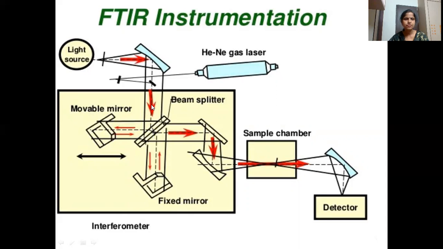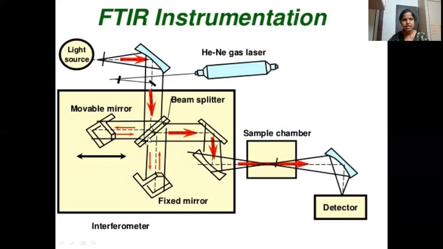The light coming from the source falls on the beam splitter and the beam is split. One beam goes and falls on the movable mirror. The other beam is incident on the fixed mirror. Then these beams are reflected back and again fall on the beam splitter. When the two waves, coming from the movable mirror and the fixed mirror, fall on the beam splitter, one wave moves towards the sample. The other wave goes back to the light source.